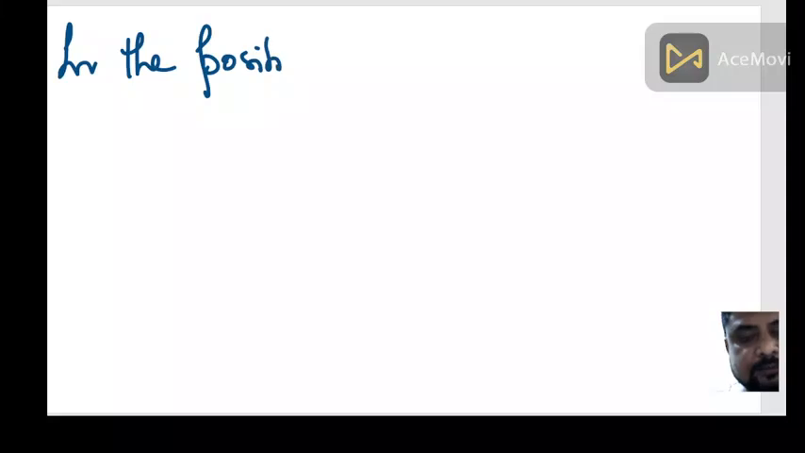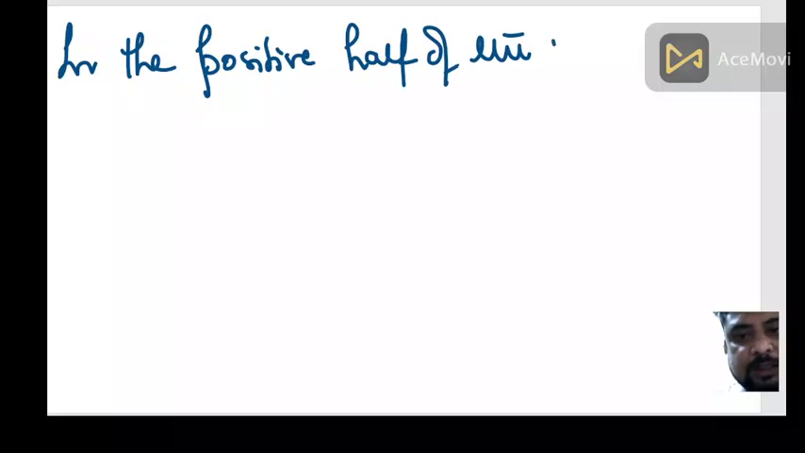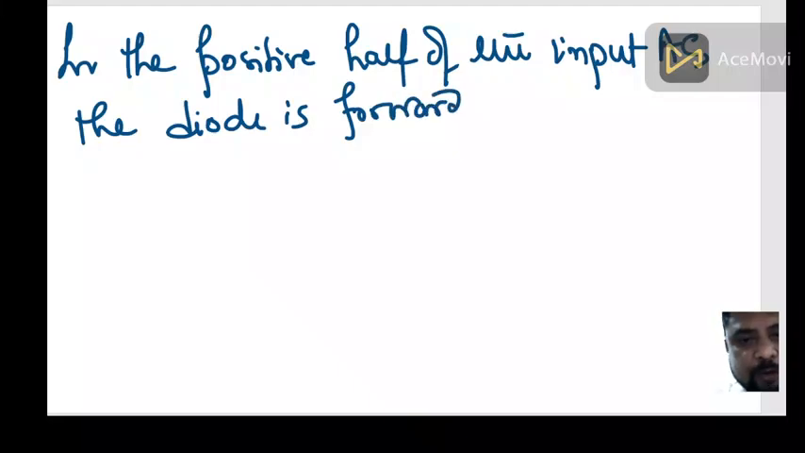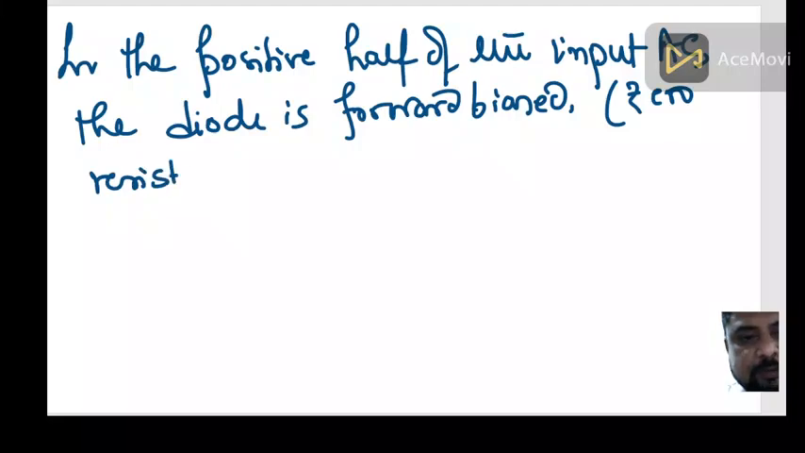Okay. Now, in the course of rectification, in the positive half cycle, positive half of the input AC, the diode is forward biased. This we know, forward biased. And if we are considering that it is an ideal diode, this means it is providing zero resistance.